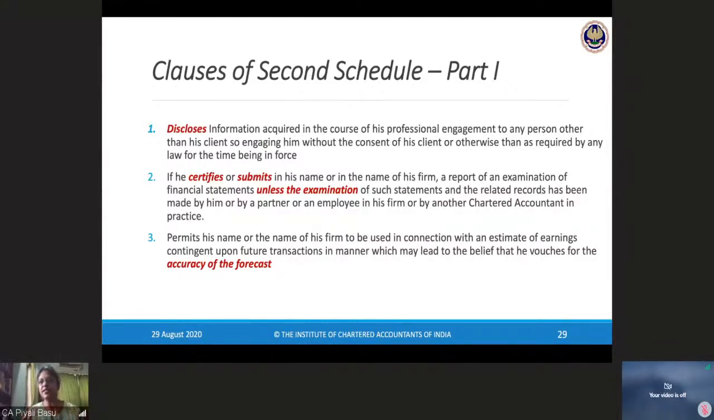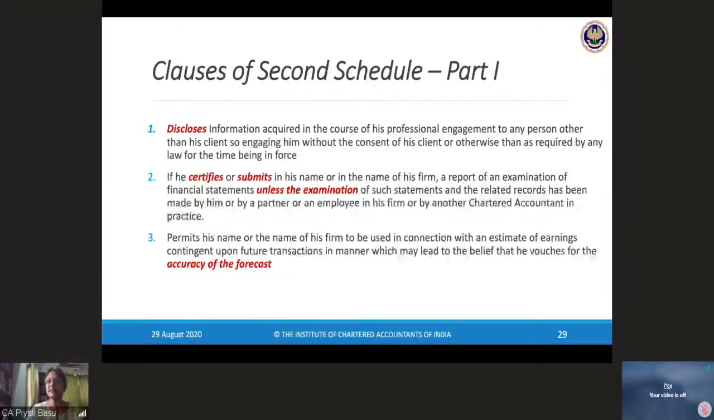Why am I using the term certificate so many times? Because it doesn't matter whatever it is. It could be a report, it could be a certificate. It doesn't have to be only a report. Last time we discussed the difference between the certificate and a report. I hope you remember that. Okay, so that's the difference.